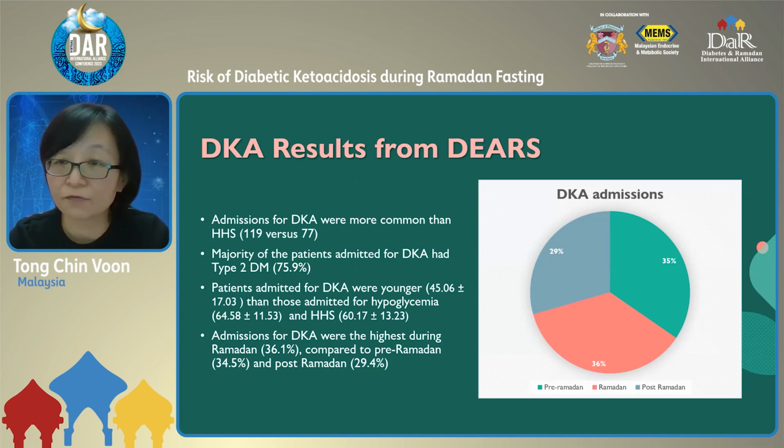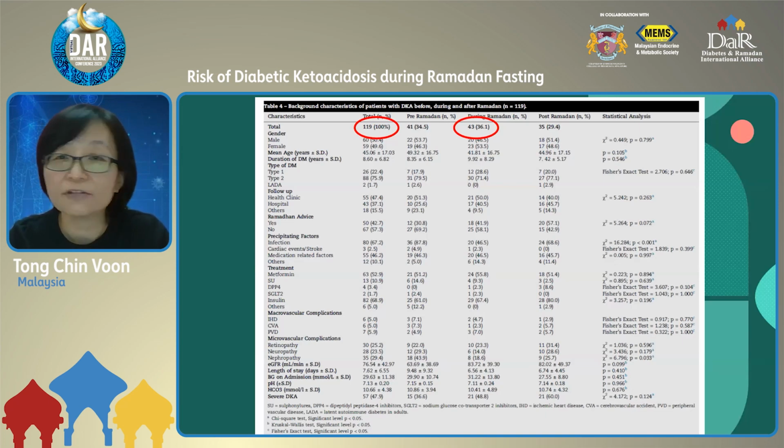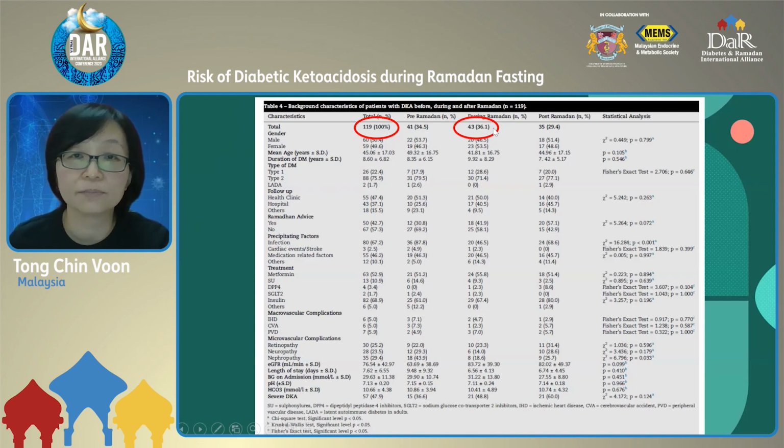Our patients admitted for DKA were also younger than those admitted for hypoglycemia or HSS. And this is the only diabetes emergency that was found to be highest during Ramadan compared to the pre-Ramadan and post-Ramadan period. So I know this is a very busy slide looking at the background characteristics of our patients admitted for DKA. I will go through each section one by one, just to highlight that we had about 119 admissions for DKA, and the highest was during the period of Ramadan.